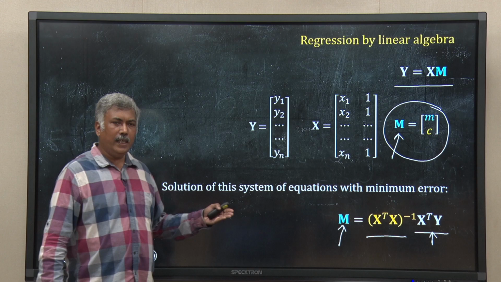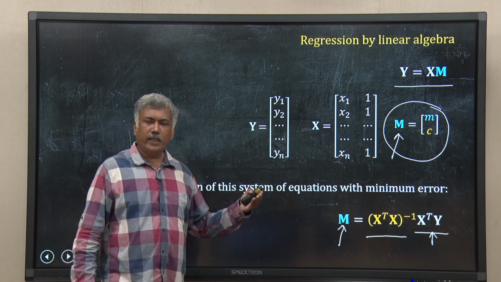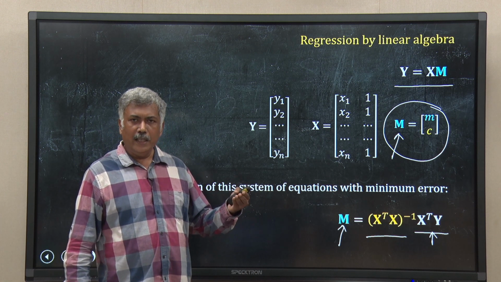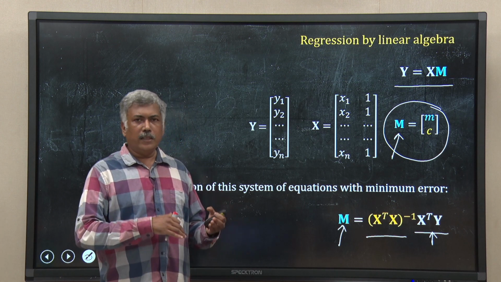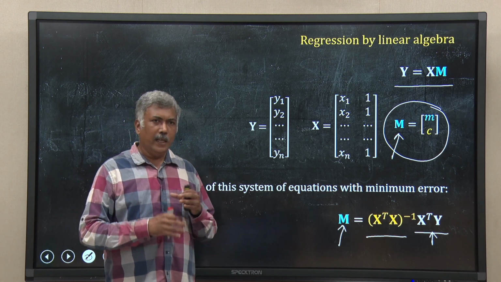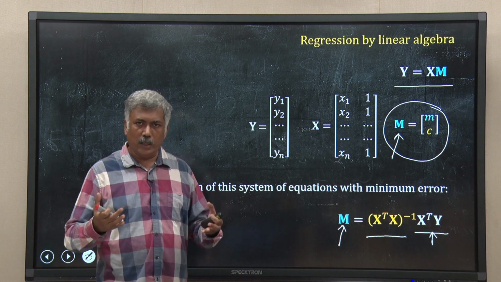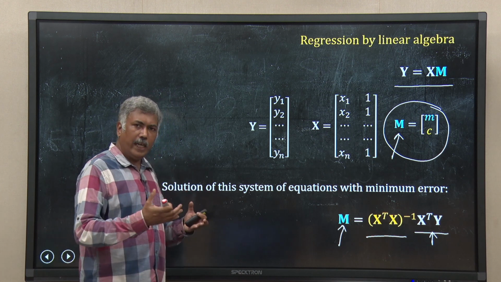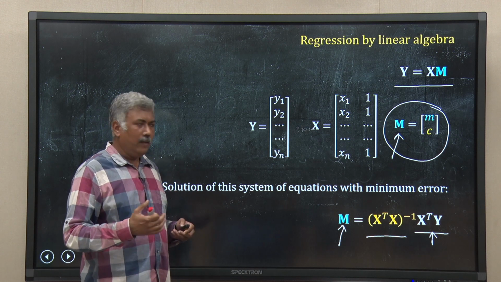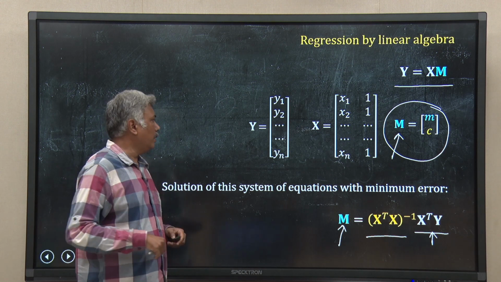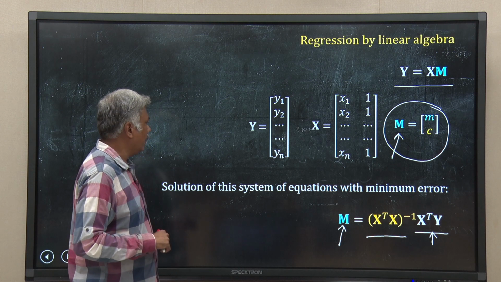So, as you can see here, the x matrix and y vector are coming from the data, and then what you are doing is simply some inversion, transposition and then multiplication, and those are very easy to do using a computer, right. And that is why most of the time, if you are using a computer, we use this method to calculate the value of m and c using this linear algebra technique.